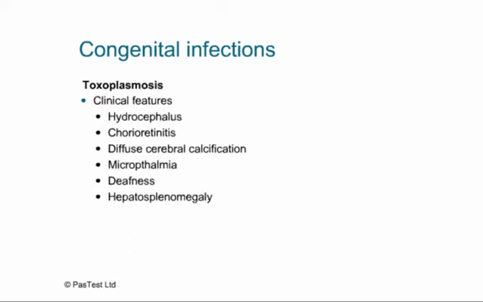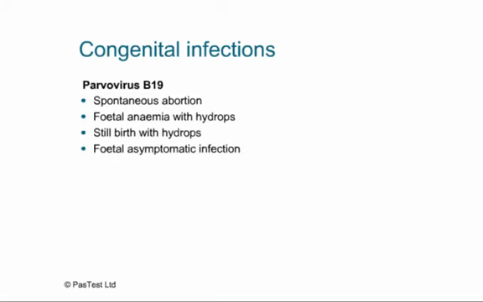Toxoplasmosis is transmitted from the infected mother to the fetus in about 40% of cases. The intracranial calcification in toxoplasmosis is different to that seen in CMV infection, as it's a diffuse cerebral calcification. Congenital parvovirus B19 infection can result in spontaneous abortion, fetal anemia with hydrops, stillbirth with hydrops, or sometimes fetal asymptomatic infection.